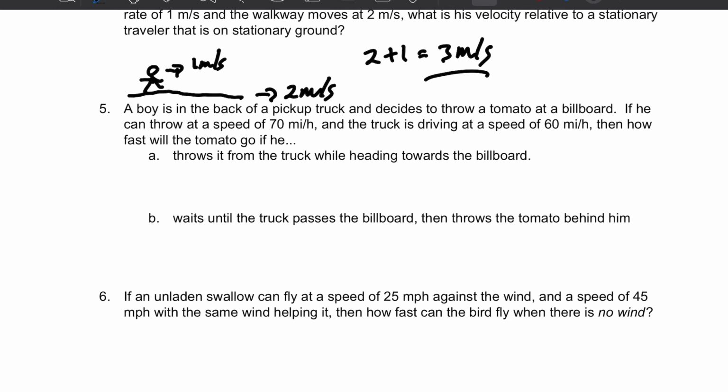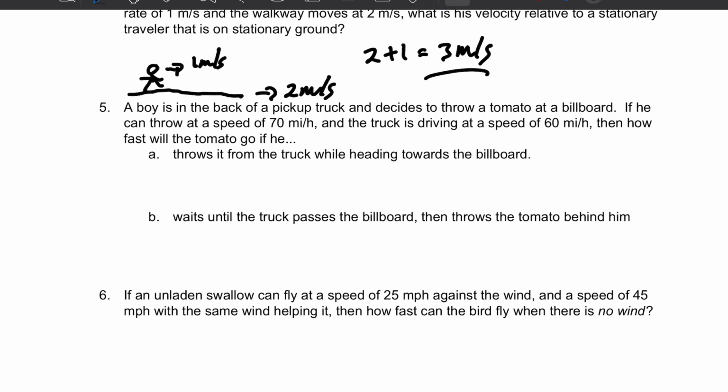A boy is in the back of a pickup and decides to throw a tomato at a billboard. If he can throw at a speed of 70 miles per hour and the truck is driving at a speed of 60 miles per hour, then how fast will the tomato go? So initially he's going to throw it forward towards the billboard, and in this question and most questions there is no air resistance.